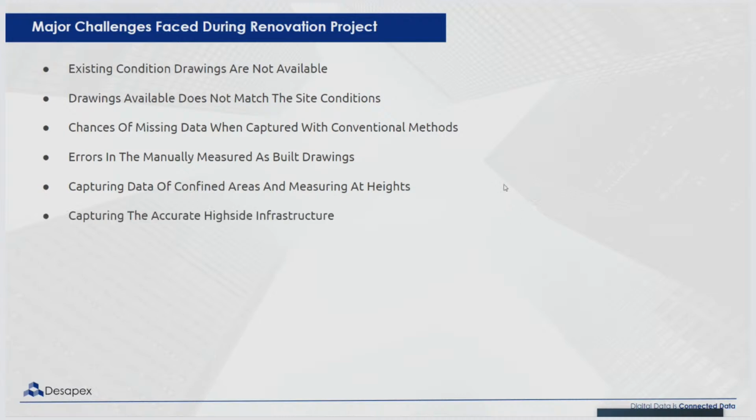Then we have the high-side infrastructure. Majority of the time, the high-side infrastructure remains the same in the renovation project, and capturing it accurately is important, as the renovation design or the fit-out design is worked in line with it. With conventional methods, we cannot achieve higher accuracy of data capturing, which leads to rework at site, and it reduces the system efficiency in the longer run.